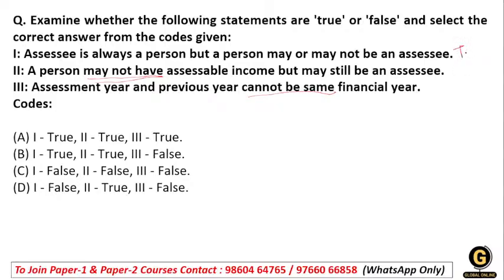Second statement, a person may not have assessable income but may still be an assessee. Okay, so yes, this is also a true statement, because even if a person does not have taxable income, they may still be an assessee, and they are liable for the advance taxes, TDS, or other taxable obligations. They file returns voluntarily. Okay, so this statement is true.